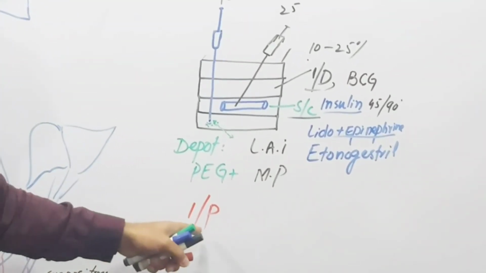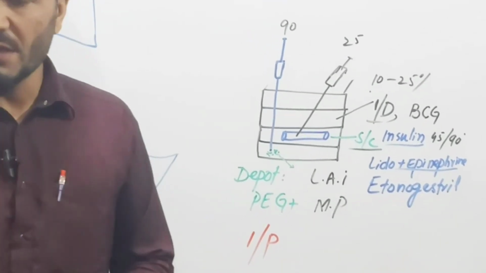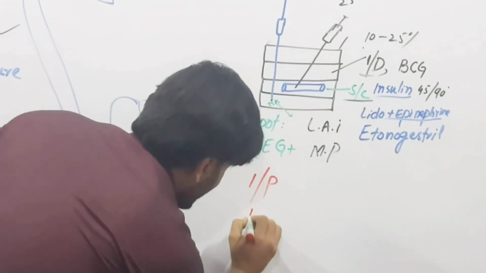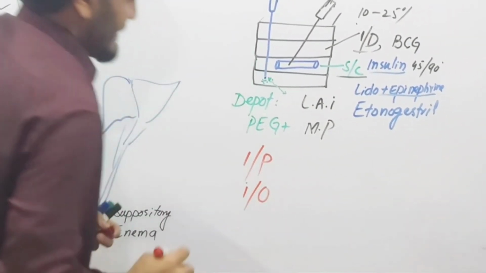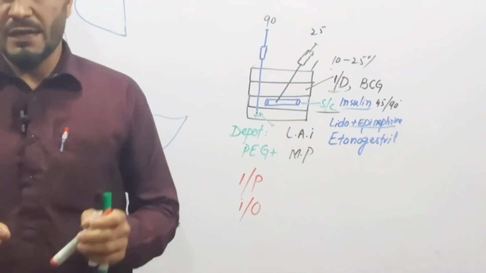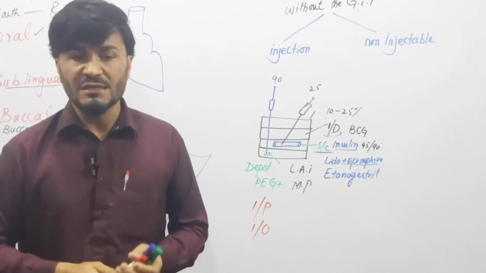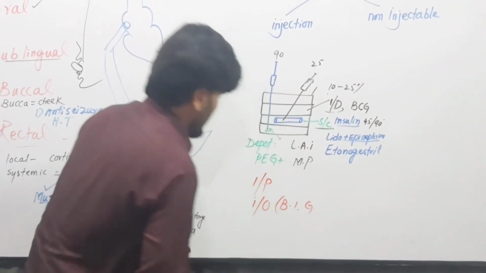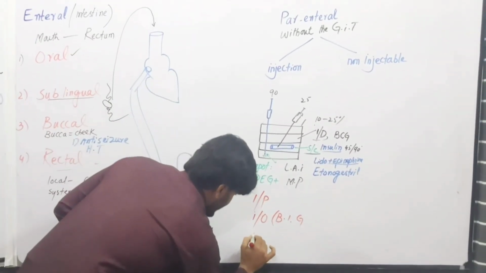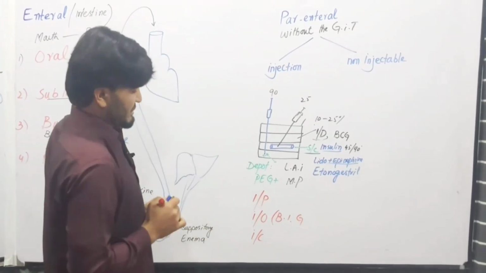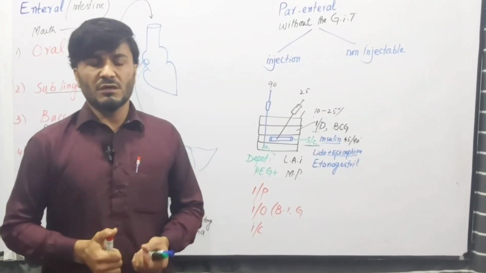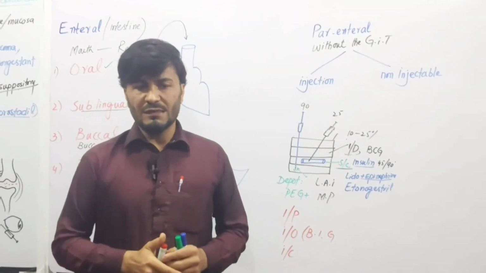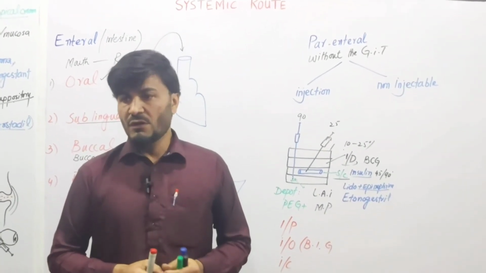Another injectable is the intraperitoneal route, in which the drug is administered in the peritoneal cavity, and also intraosseous injection, when the injection is made with the help of a bone injection gun into the bone. Another is the intracardiac route, in which the stimulant epinephrine is injected in case of cardiac arrest.